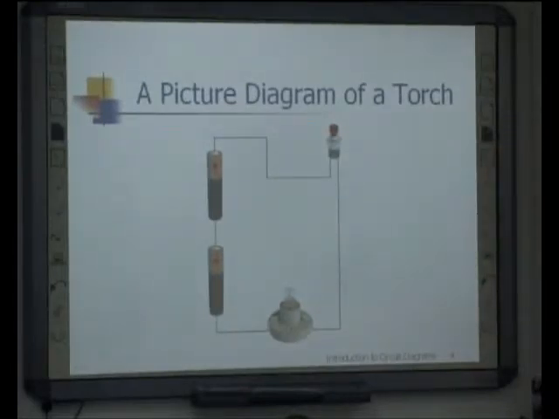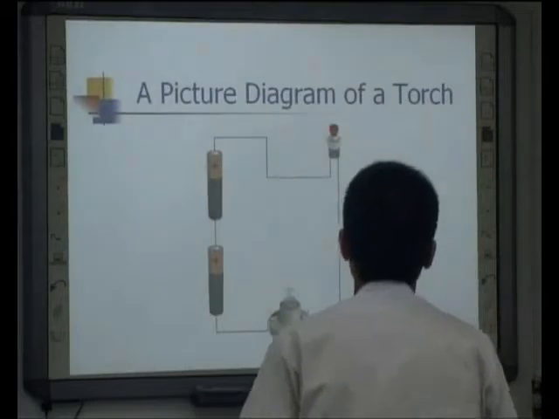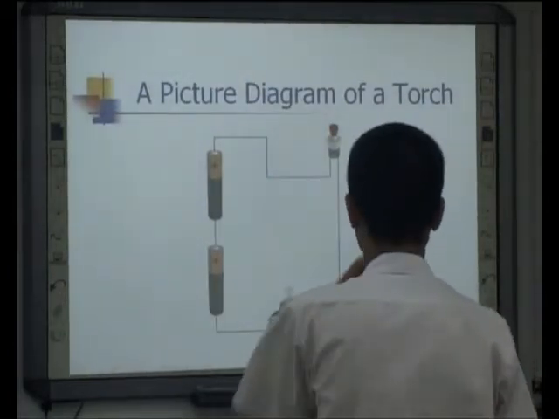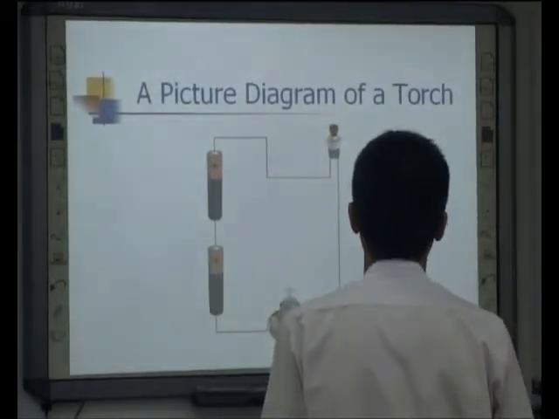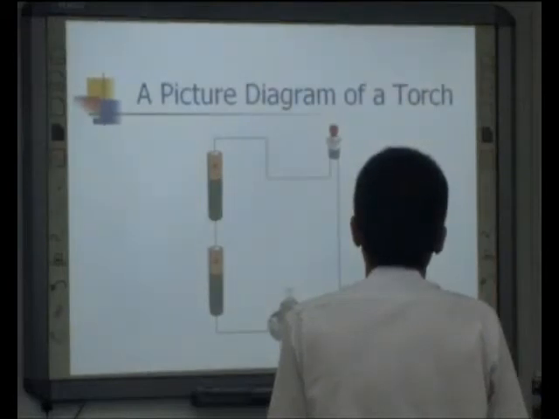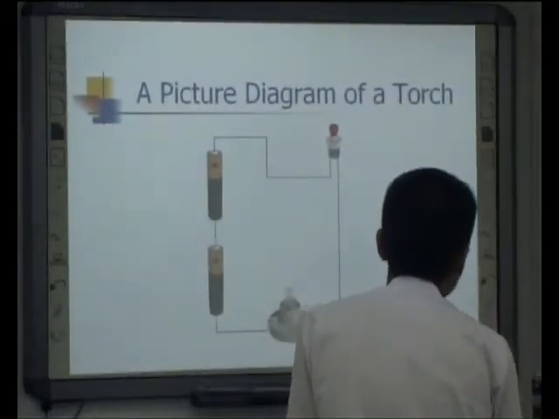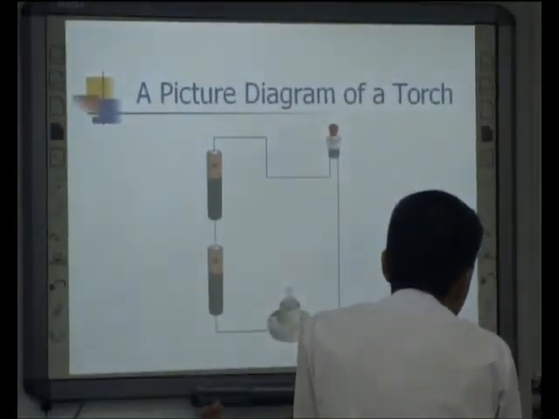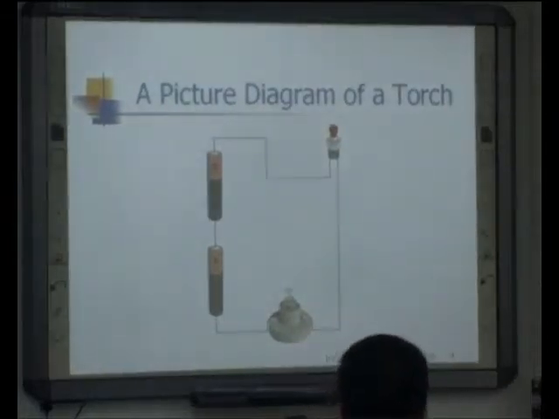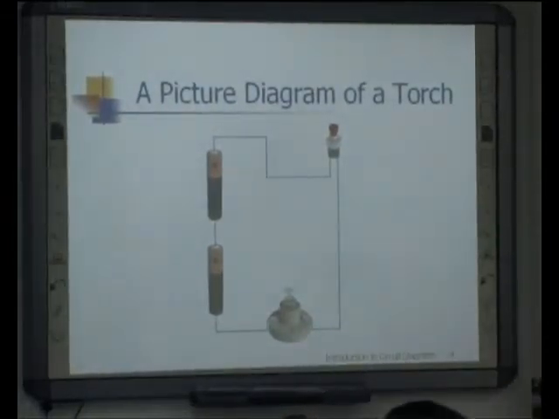Who wants to volunteer? Pompon, name the different components here. Components? Battery. Okay, you have the battery, the bulb and the switch. And you have the switch. Alright. Wire. Of course, you have the wire. Don't forget the wire.